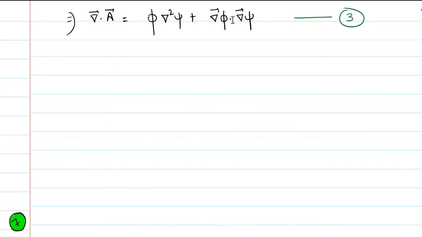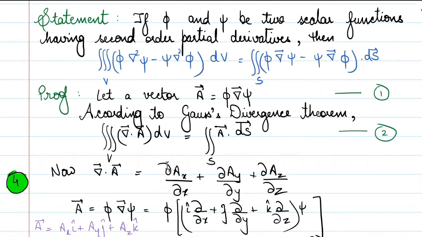Now what we have to do is substitute this value in the value of del dot A, which was there in equation 2. So you can see here equation 2, and we have del dot A here. Now the value that we have obtained for del dot A, we have to substitute that value here. Let's do that.